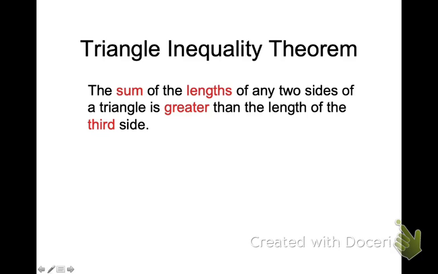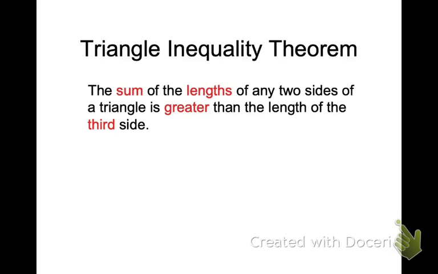The second type gets us to the triangle inequality theorem, which says that the sum of the lengths of any two sides of a triangle is greater than the length of the third side.